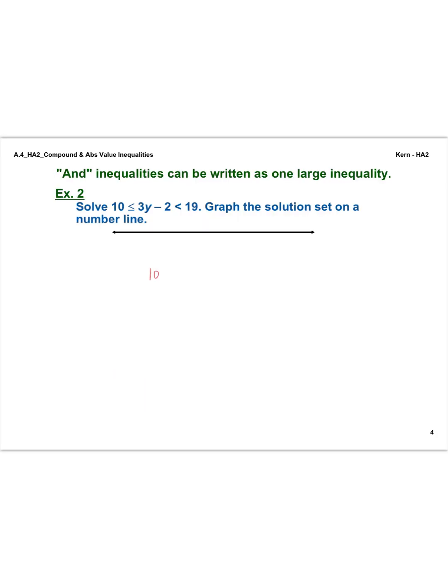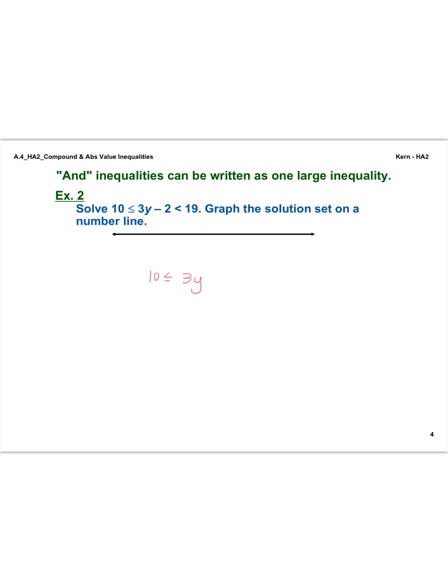All right, when you're solving something like this, your goal is to get y alone in the center. And what you do in the middle, you have to do to both sides. So we're gonna add 2, so that gives me 12 is less than or equal to 3y is less than or equal to 21. And then when you divide by 3 in the middle, you have to divide on the left and the right. So now we have 4 is less than or equal to y is less than, this should not be or equal to, just less than 7. Okay, so here's your final answer.